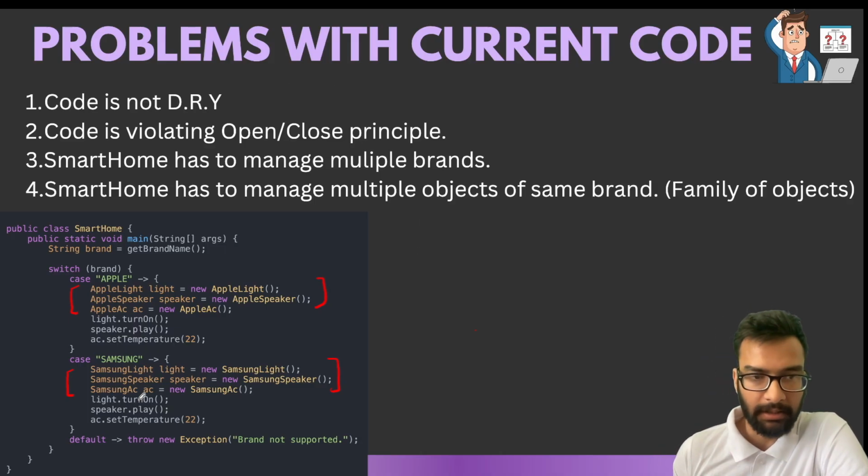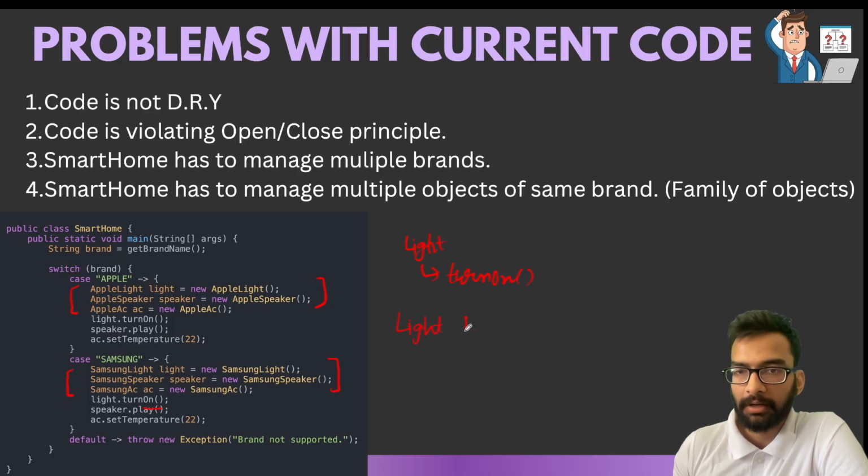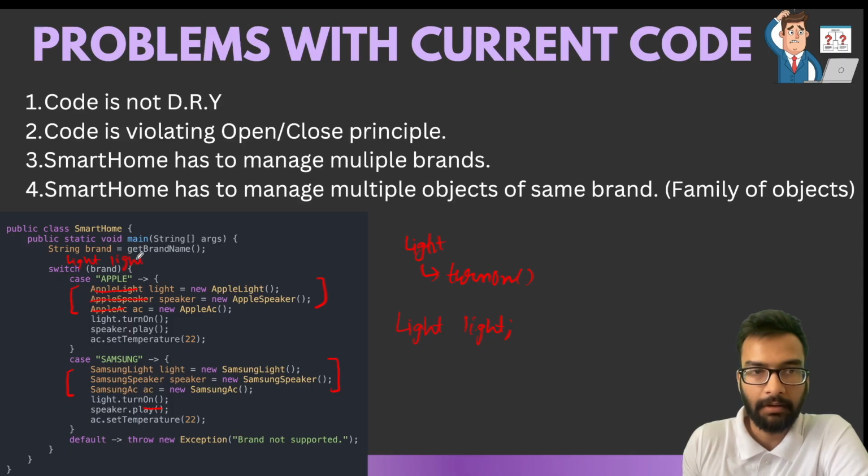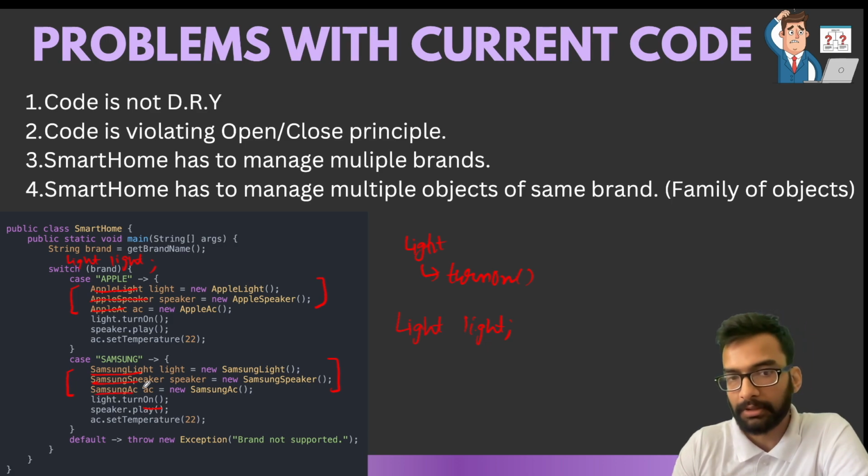So let's say light has a turn on method. What if we have light as an interface with a turn on method, and it's inherited by both Apple light and Samsung light, so that we can create the light object and assign light equals this, instead of Apple light. We shouldn't use the hard coded ones in the usage class. So here instead we can create, let's say, a light here, and then we can directly instantiate. That's one way of reducing dryness slightly.